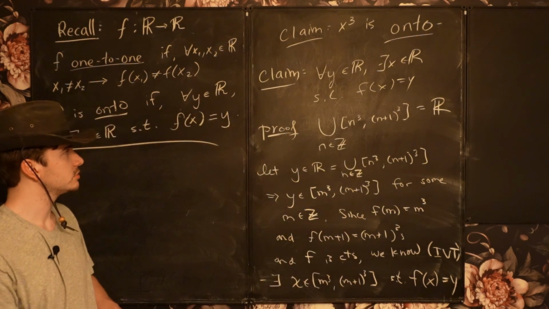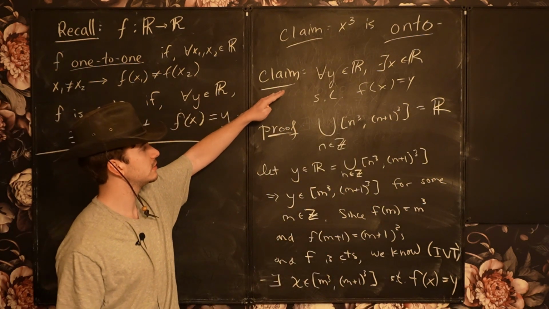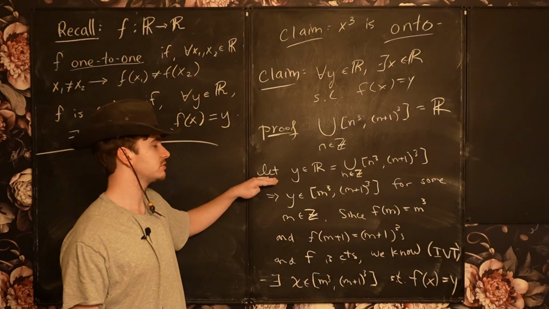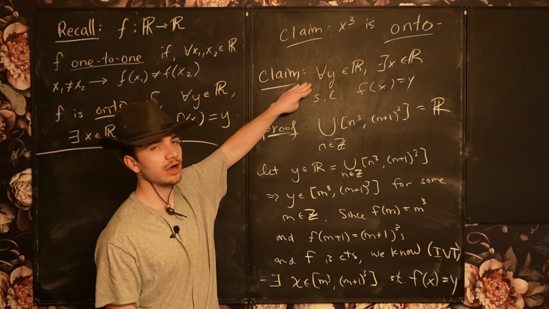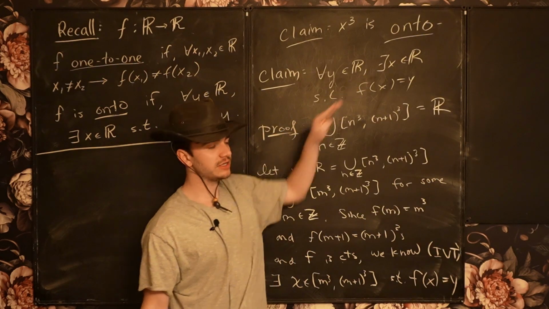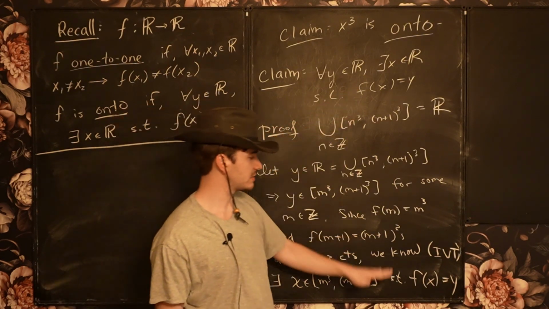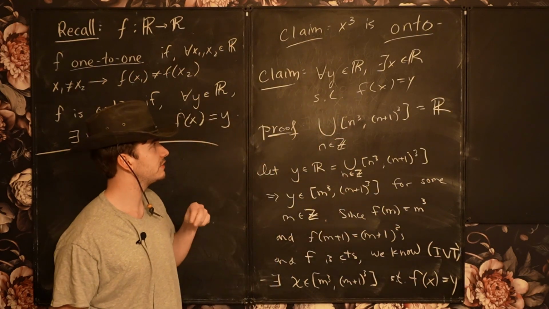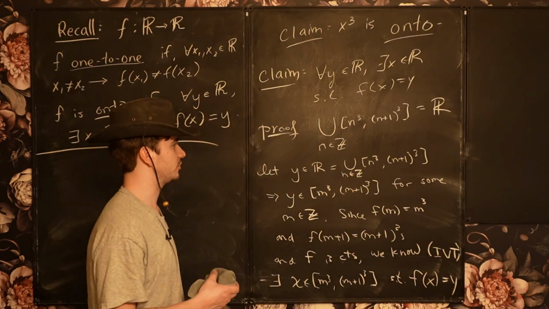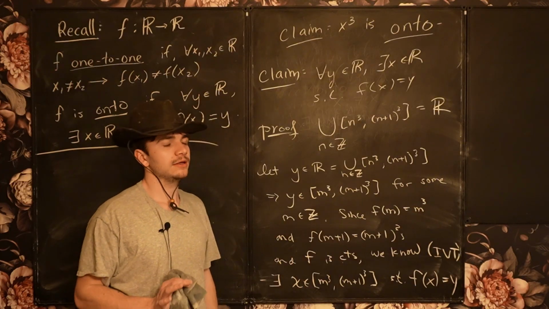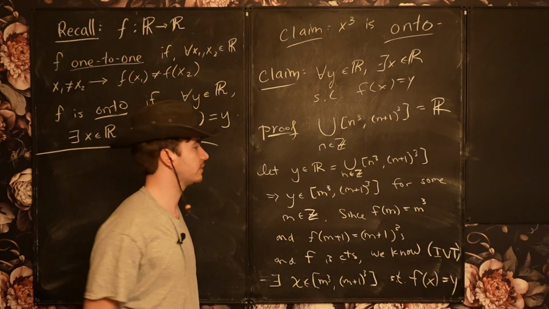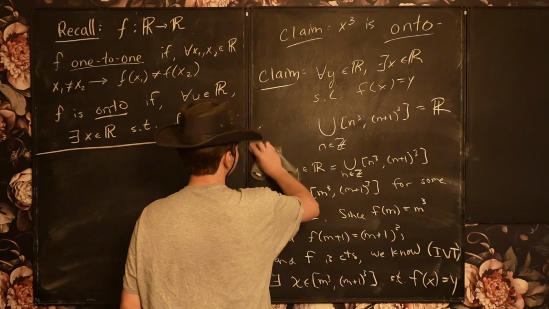All right, awesome. So that successfully shows that since y was an arbitrary choice, for every arbitrary choice of y, we can demonstrate the existence of an x here by the intermediate value theorem such that f of x is equal to y. This proves by definition that x cubed is onto. Okay, and no cube roots were used, by the way.